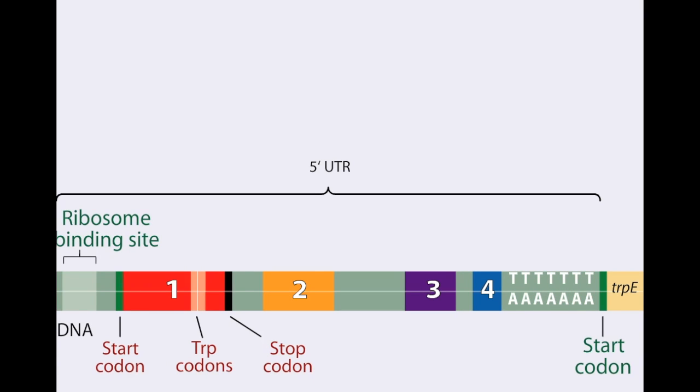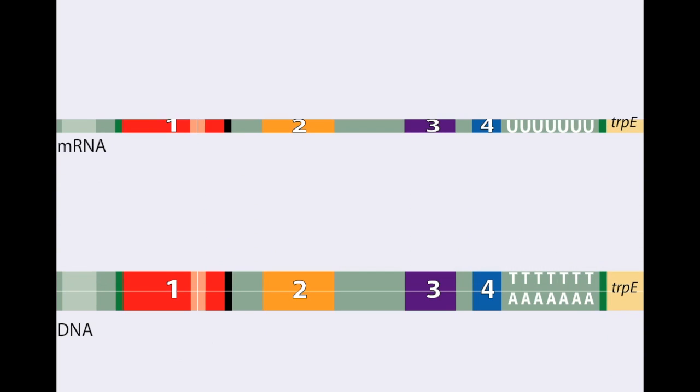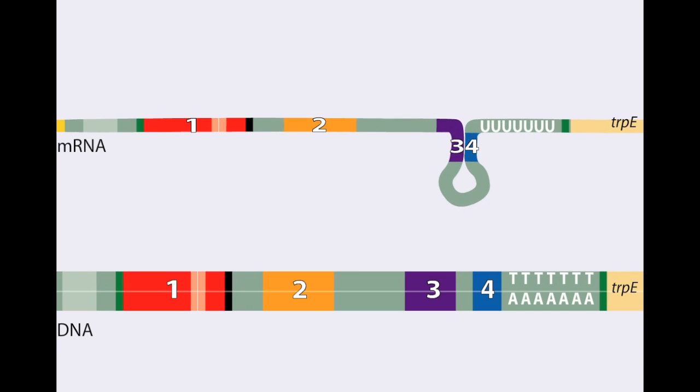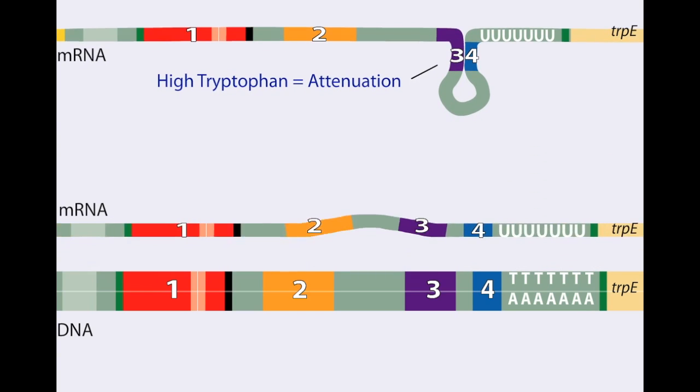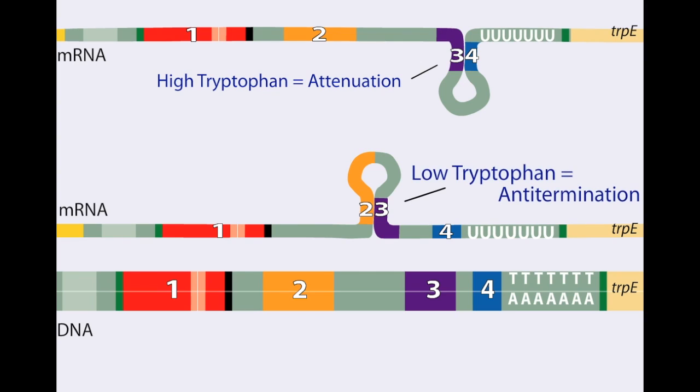Region 1 encodes a short peptide containing tryptophan amino acids. When tryptophan levels are high, region 3 pairs with region 4. This structure terminates or attenuates transcription. When tryptophan levels are low, region 2 pairs with region 3. This structure does not terminate transcription. Let's examine how these alternate structures arise.